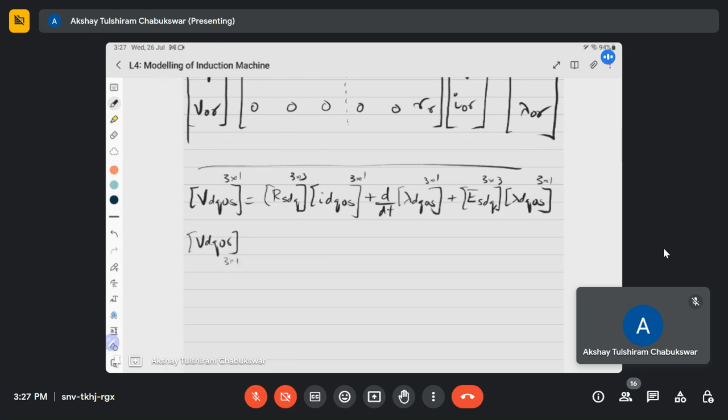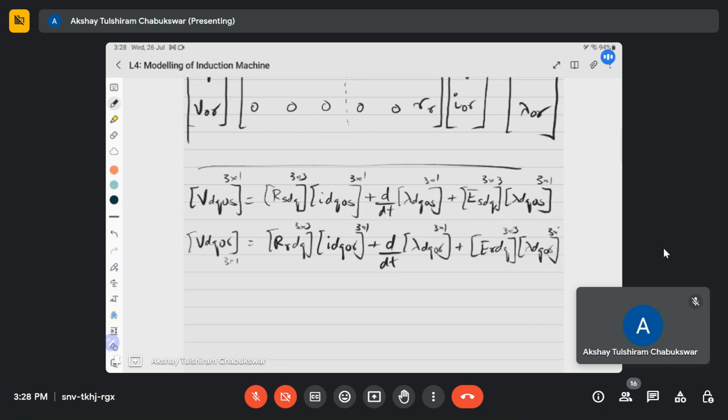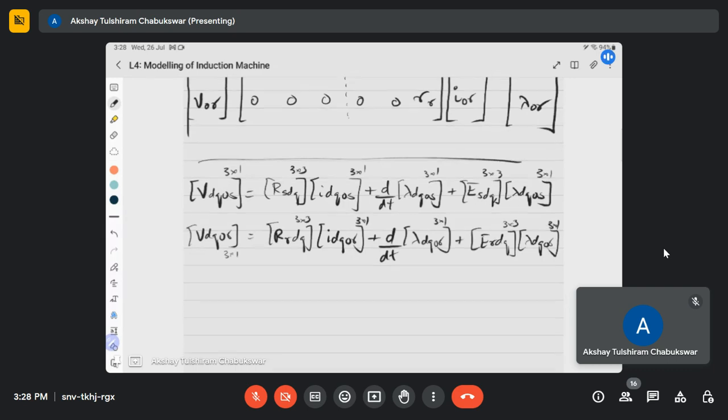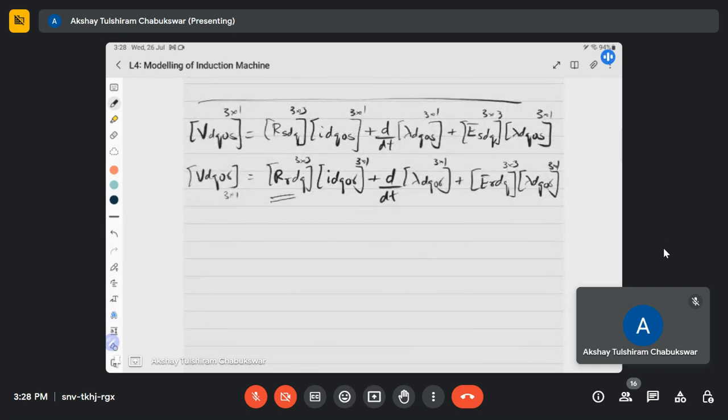Similarly, v dq0r, which is 3 cross 1, equals R dq, which is 3 cross 3, into I dq0r, which is 3 cross 1, plus d by dt of lambda dq0r, which is 3 cross 1, plus Er dq, some new matrix which is 3 cross 3, into lambda dq0r, which is 3 cross 1. This is the first equation, this is the second equation. Now you want to find the values of Rs dq, Es dq, and Er dq.